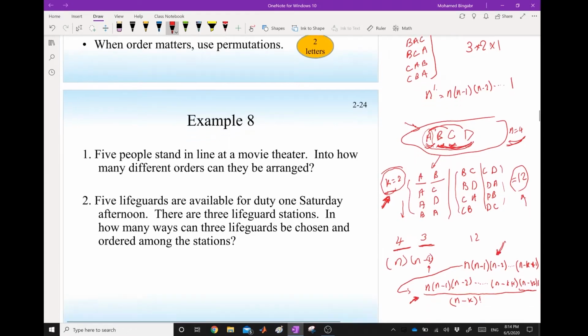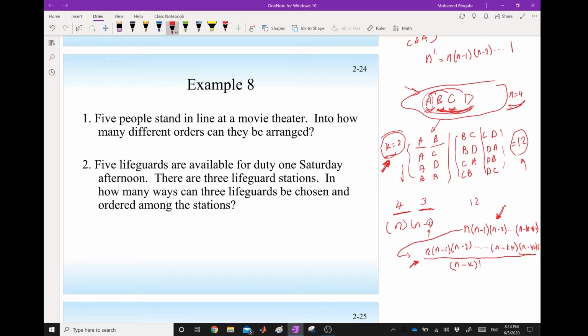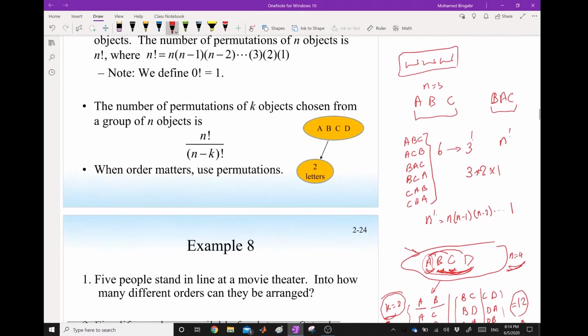And this, I can write it as the numerator is just basically n factorial, and the denominator is n minus k factorial. And that is the number of patterns you can construct if you have n objects and the pattern consists of k objects. Then it will be n factorial over n minus k factorial. And this is this one here. The number of permutations of k objects chosen from a group of n objects is this one.